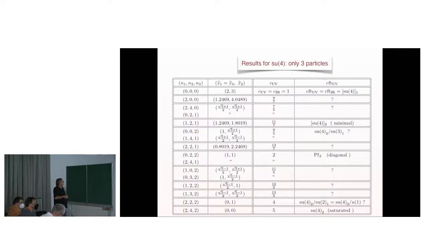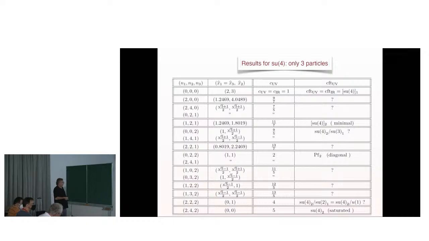Then this one is analogous to the previous case. It's parafermion, but parafermion based on SU4. This is the diagonal case. This is called the minimal case. The other ones, we don't. The saturated case we understand. This is not the coset, but it's just the SU4 Wess-Zumino-Witten model at level 2. So the maximal central charge here is 5. This one we believe is this coset, but we don't know yet.